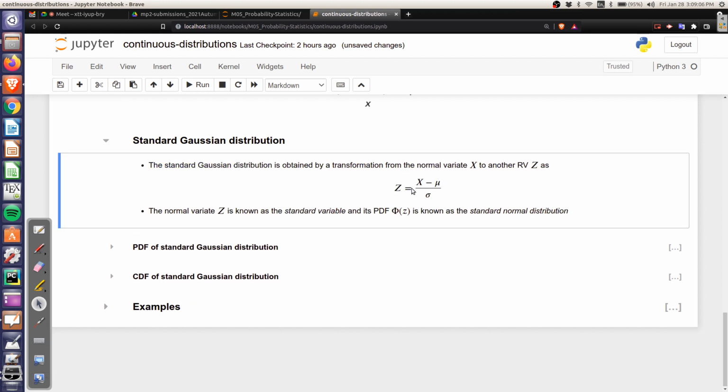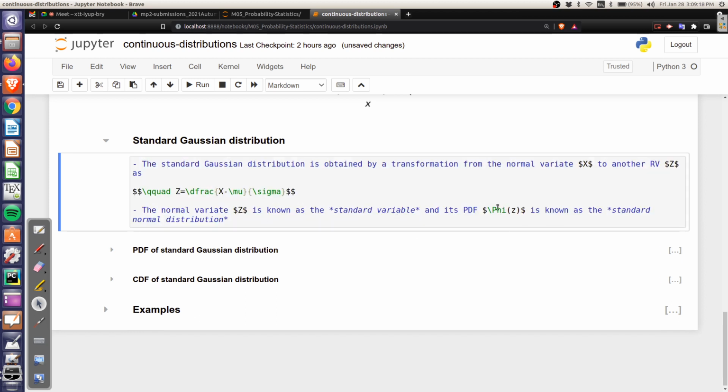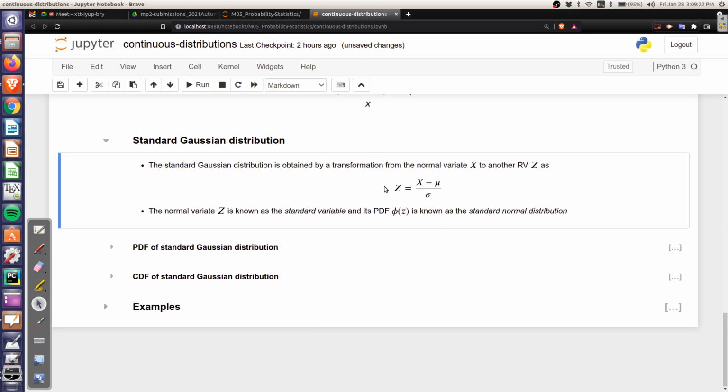The transformation is that z is defined as x minus mu by sigma. Okay, then this z is known as the standard variable, and its PDF is known as the standard normal distribution. This is not capital phi, this is small phi. The probability density function of this z is known as the standard normal distribution, and it turns out this is also Gaussian.